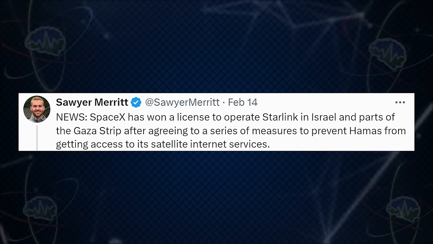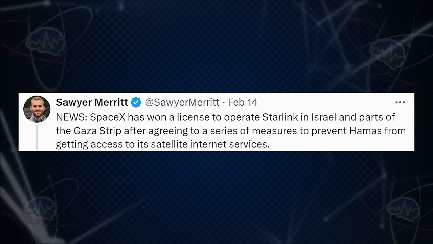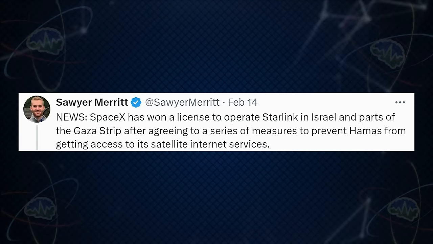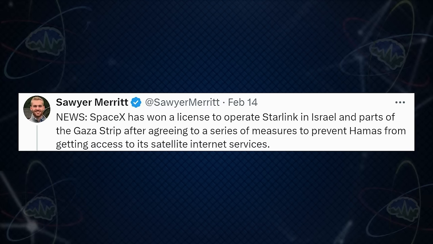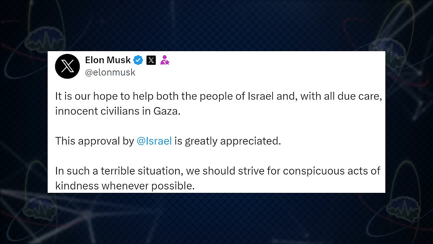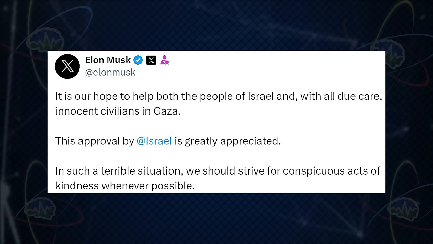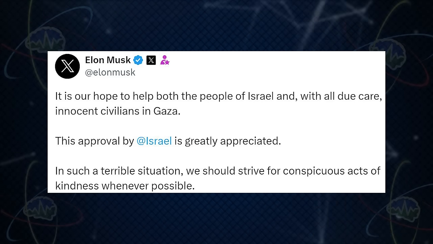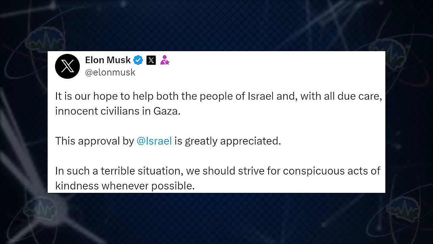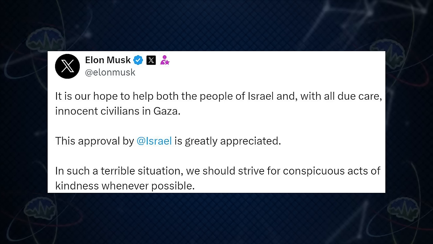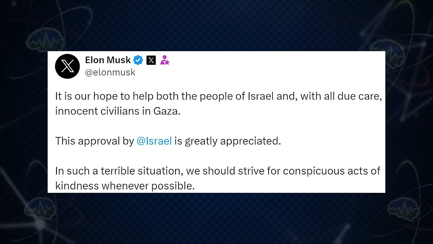And Sawyer Merritt says SpaceX has won a license to operate Starlink in Israel and parts of the Gaza Strip after agreeing to a series of measures to prevent Hamas from getting access to its satellite internet services. Elon says it's our hope to help both the people of Israel and, with all due care, innocent civilians in Gaza. This approval by Israel is greatly appreciated. In such a terrible situation, we should strive for conspicuous acts of kindness whenever possible.